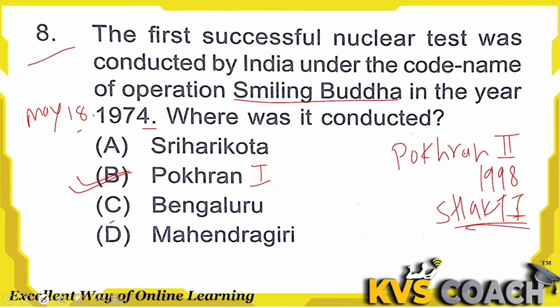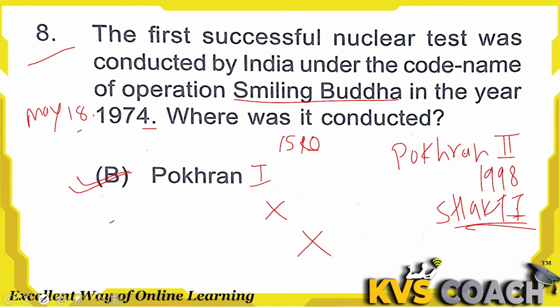Okay, if I'm talking about option A, Sriharikota is the place where ISRO, Indian Space Research Organization, has been established. In Bengaluru, no nuclear test has happened. In Mahendragiri, no nuclear test has happened. Okay, so option B is the right answer here.